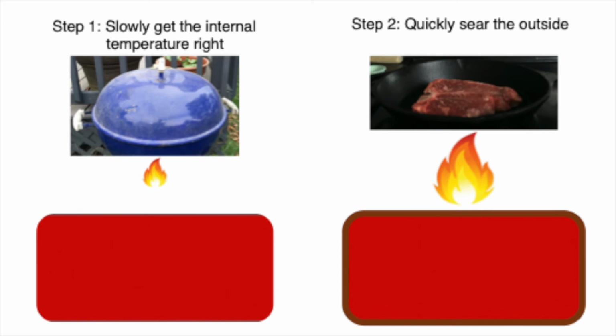Okay, so you cook your steak until your internal temperature is just about right. When I do mine, I cook it until the internal temperature is about 10 degrees lower than I want it to be. And then after that is over, I quickly sear it on the outside to get that nice browning reaction.